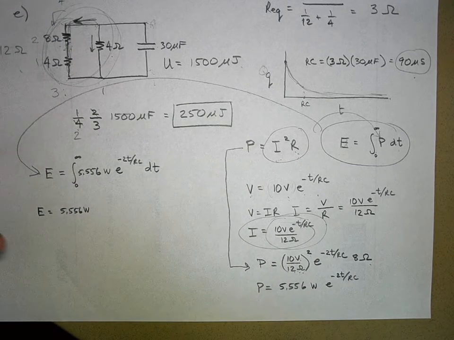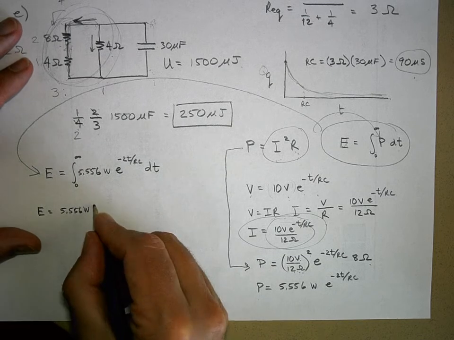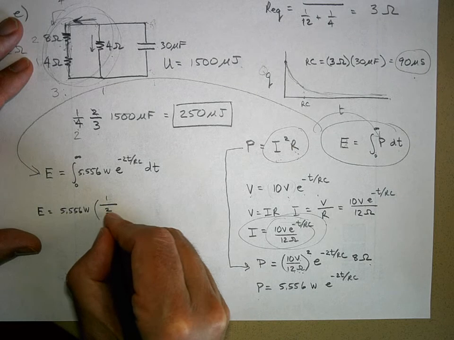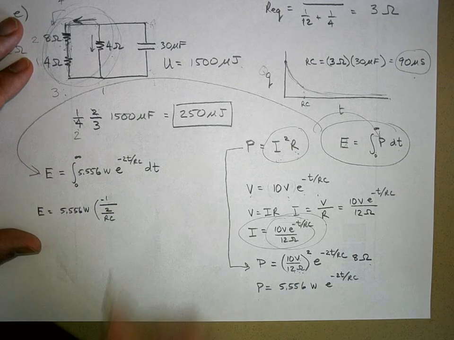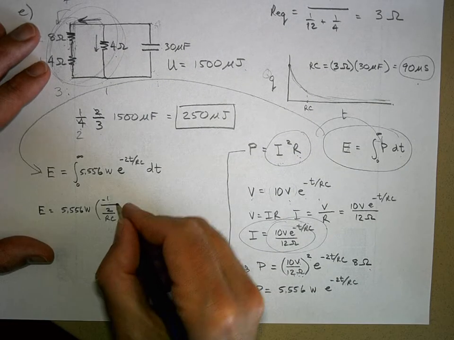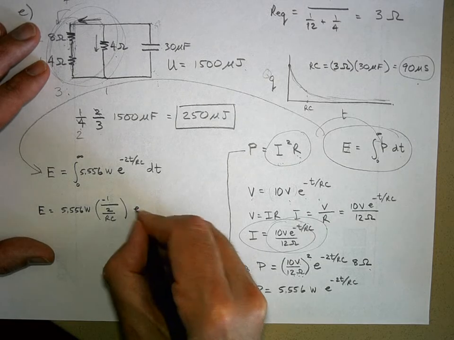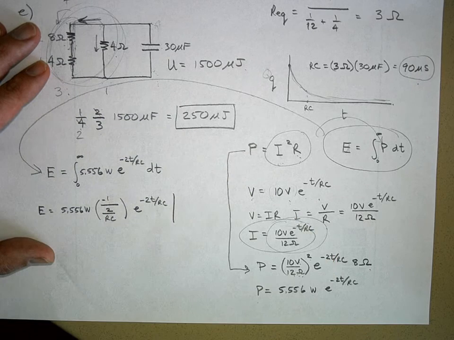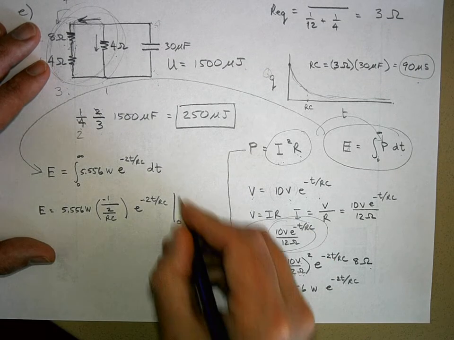Now this is 1 over negative 2 over RC, right? I think the integral of e to the ax is equal to 1 over a times e to the ax. I think on your equation list you have that integral table. Okay. Times e to the negative 2t over RC. This stays the same, evaluated from 0 to infinity.